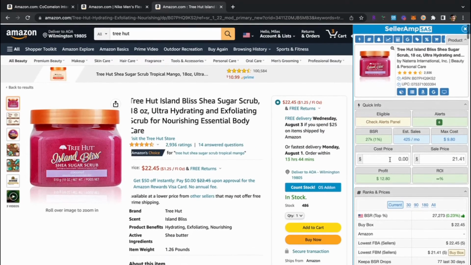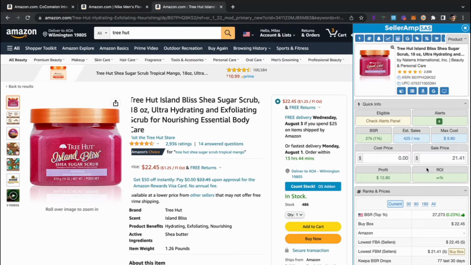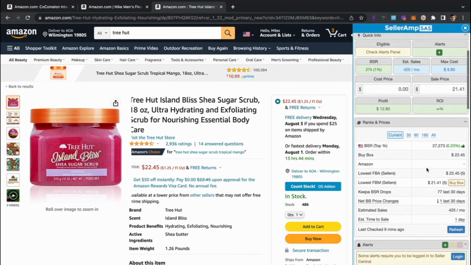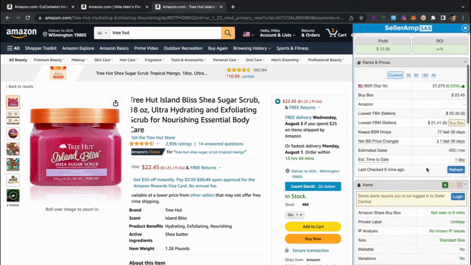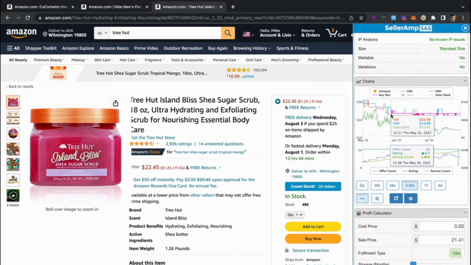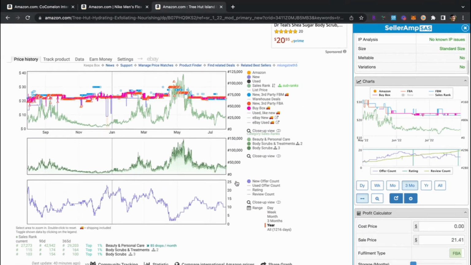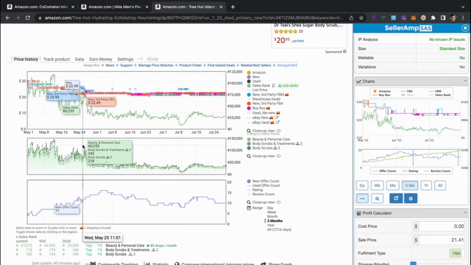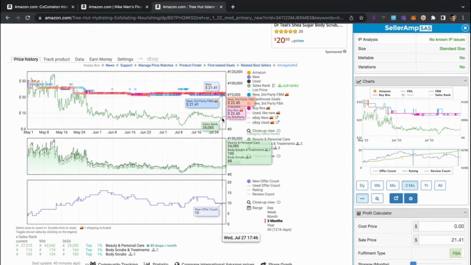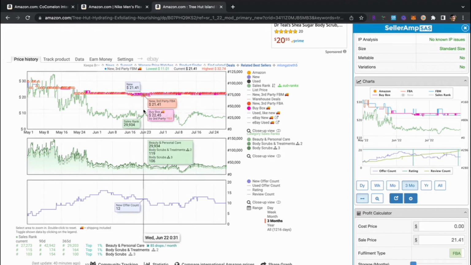On that BSR 27K, estimated sales about 400. Love what I'm seeing here. Scrolling down, nice BSR top percent right there. We can see the Keepa, good amount of price stability. We'll take a look at the big Keepa down here and see over the 3-month chart, it's incredibly stable from May 24th till now when I'm filming this, July 29th. Really nice stability right there.